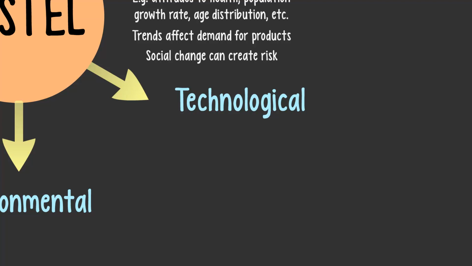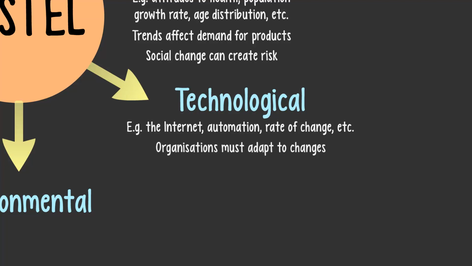And I think we're all aware of what the technological factors may include. They include things such as the internet, automation, rates of change, social media, computer security, all these technological advances that we read about every day in the press and on the internet. Now, organizations have to be aware of these changes, especially of those changes in their industry, so that they can manage the risks involved with the introduction of these new technologies.